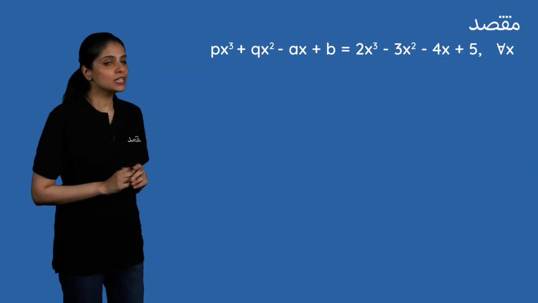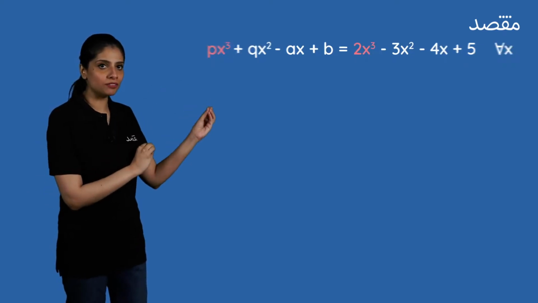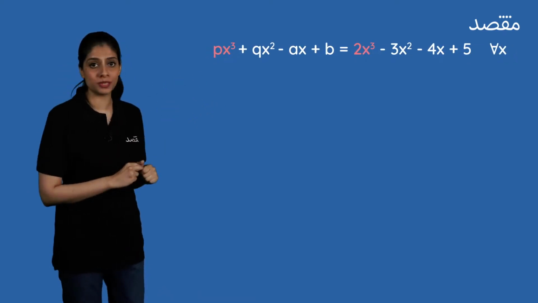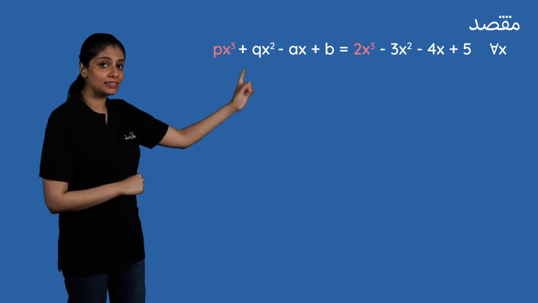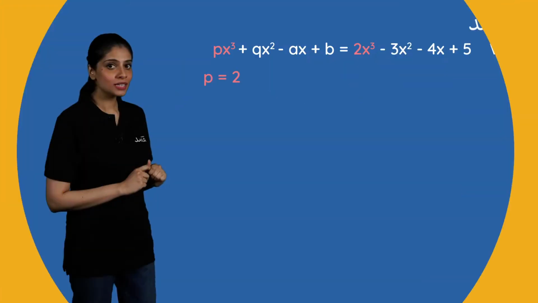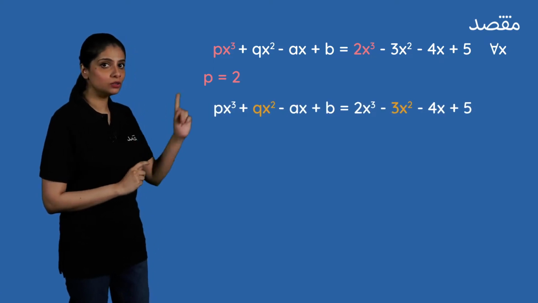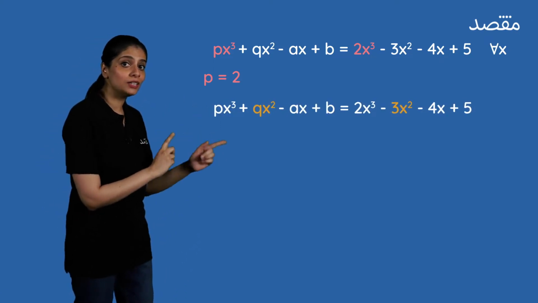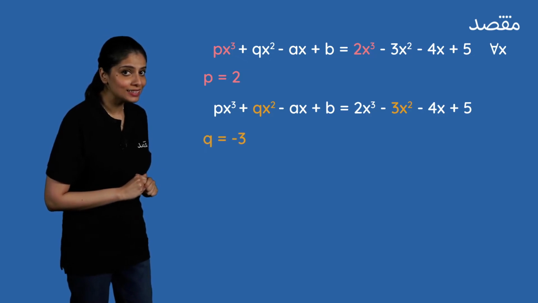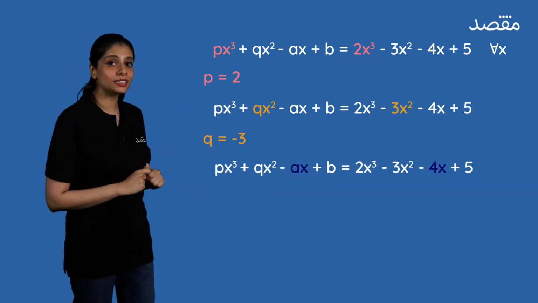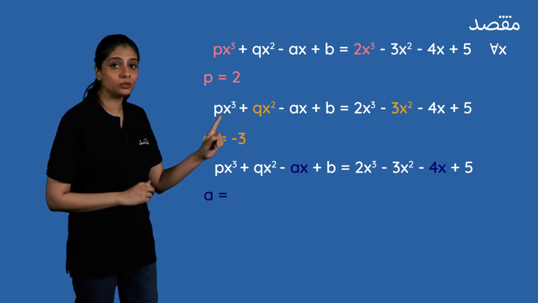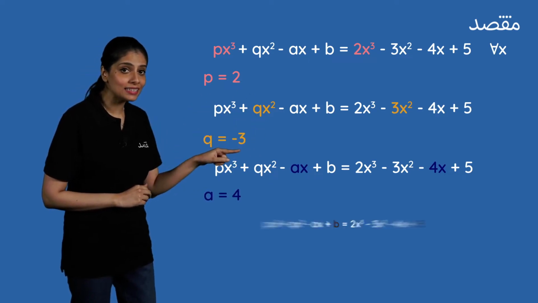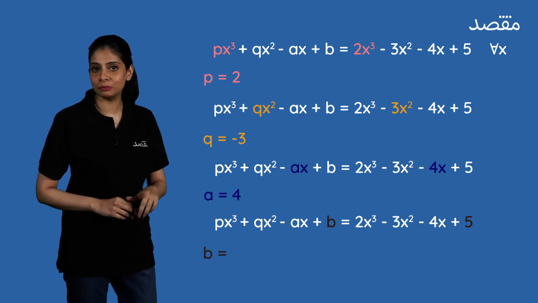जैसे कि इधर we can see coefficients of like powers. जैसे start करते हैं x cube से. So x cube is on both sides, which means p की value क्या हुई? That would be 2. Similarly x square को देखें, दोनों sides पे है, तो q की value क्या होगी? -3. Similarly अब x को देखते हैं, तो उसके कोएफिशिएंट की क्या वैल्यू होगी? जो कि a है उसकी वैल्यू होगी 4 and lastly b की क्या वैल्यू होगी? That would be just 5.